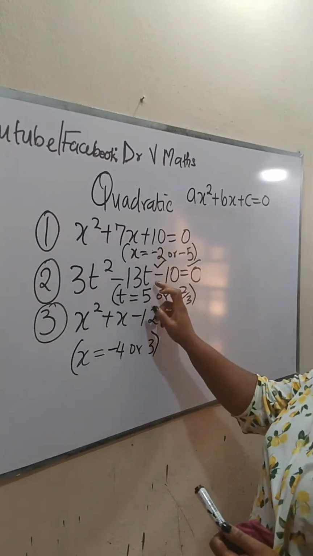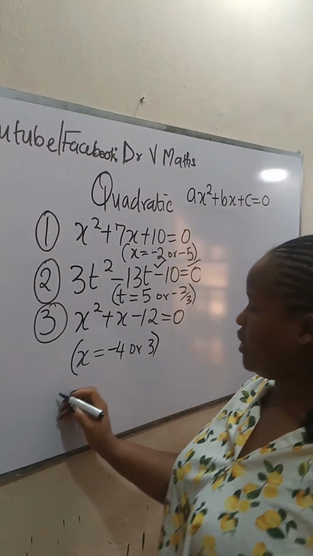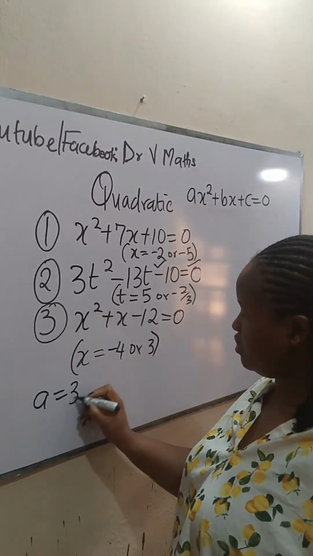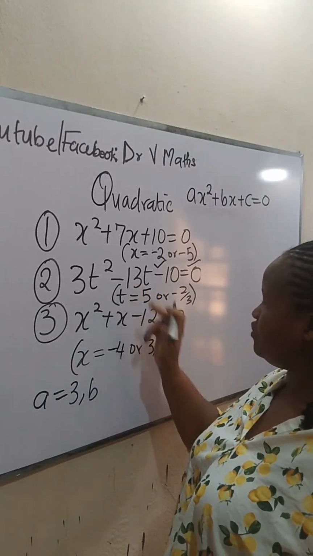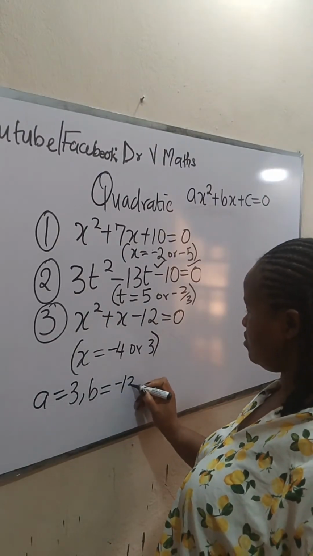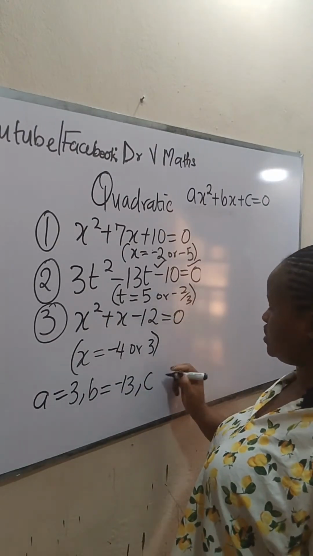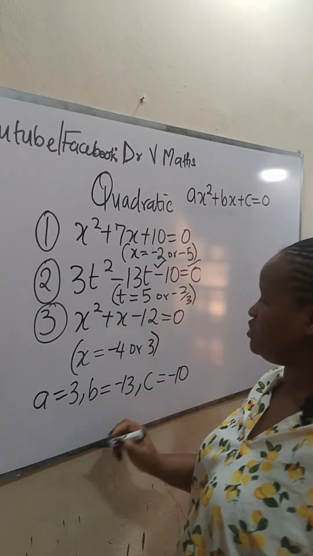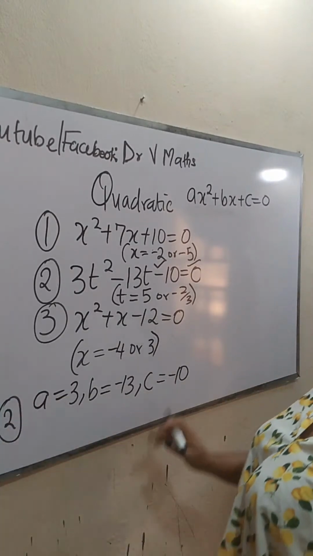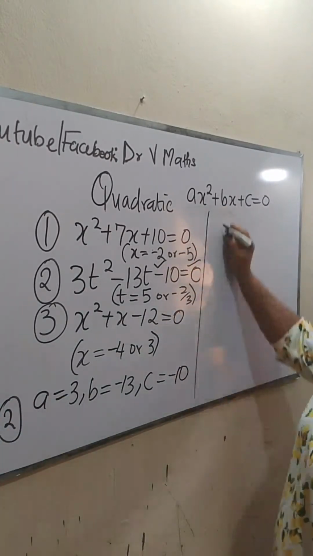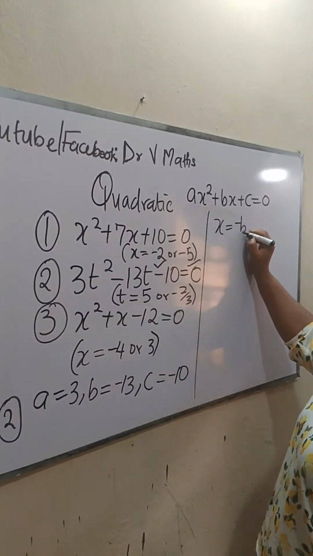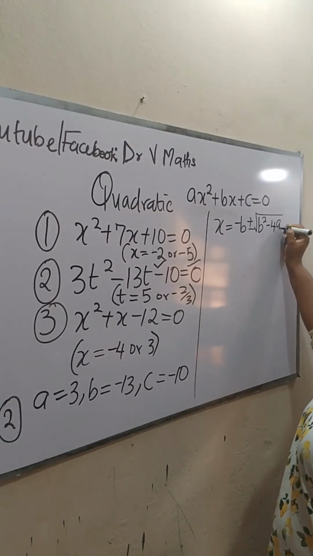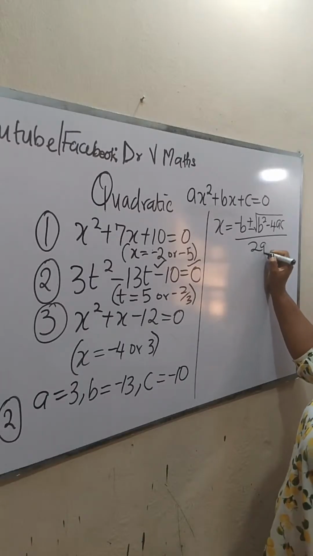So we are done with the first one. We are working on the second one. The second one there, our A is the coefficient of t squared, which is 3. And our B is the coefficient of t, which is minus 13. And our C is the constant, which is minus 10. Okay. So remember, we are going to substitute. This is number 2 we are solving. So we are going to use the quadratic formula, which says that x equals minus b plus or minus the square root of b squared minus 4ac all over 2a.